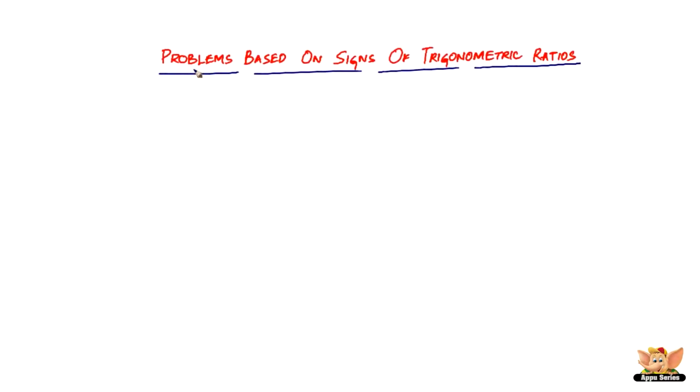In this video, let us solve problems based on the signs of the trigonometric ratios. We did see in the previous video what the signs of the trigonometric ratios are in the various quadrants. So here, let us put that to practice. Let's apply that concept here.